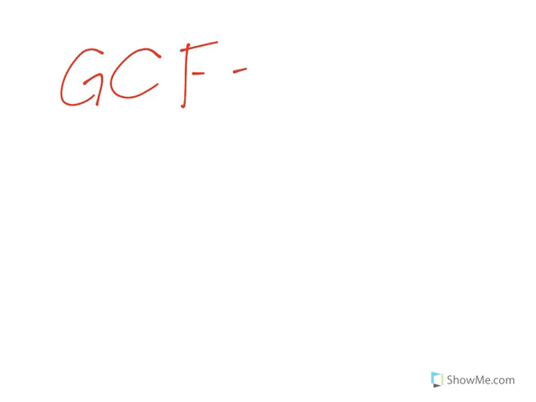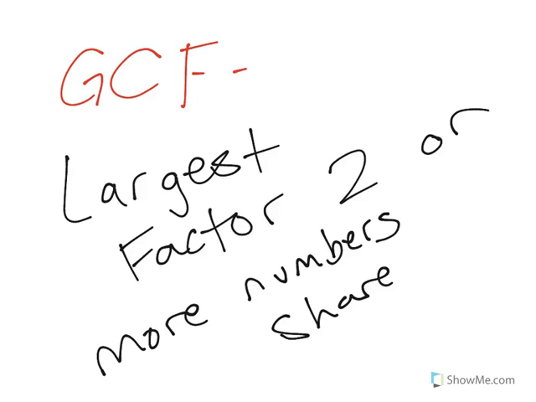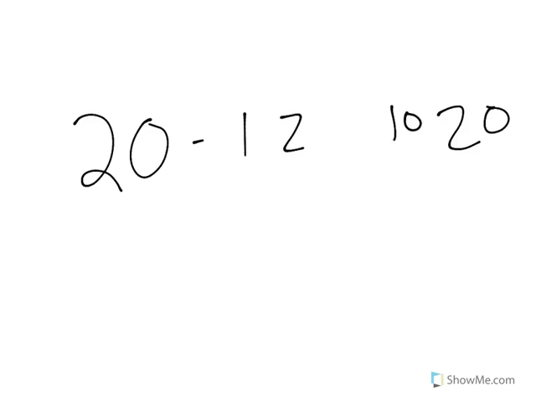Common means they have something alike. So greatest common factor is the largest factor two or more numbers share. Remember, factor is a number that goes into it. Remember, we did like 20: 1 and 20, 2 and 10, 4 and 5. Those are all factors of 20.